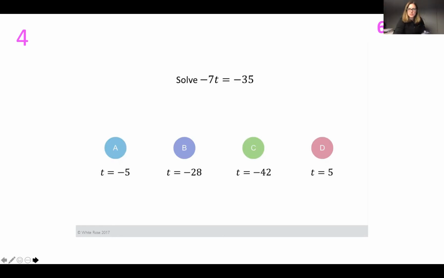Let's hope you remembered your negative numbers for this one. Answers in the chat now, please. The answer is positive 5. Question 5 coming up.